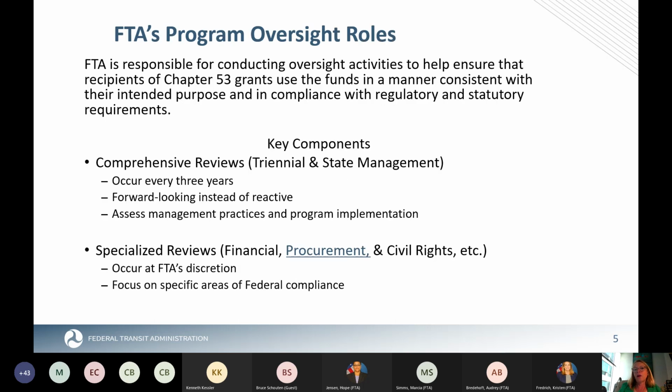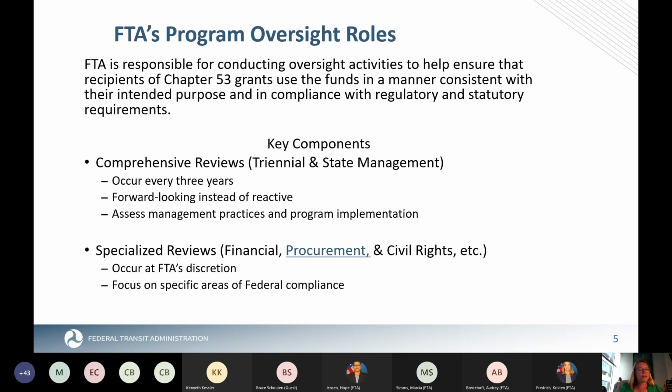FTA provides a number of oversight roles. Some of the key components are listed in the middle of this page. Many of you may be familiar with FTA's comprehensive reviews. They also go by the name of QuarTAP reviews. Some know them more commonly as triennial or state management reviews. Those reviews occur every 3 years for the majority of FTA's recipients. They're really forward-looking in nature, and FTA's goal is to try to make sure that as you're implementing your programs, you stay in compliance with a number of the regulations.